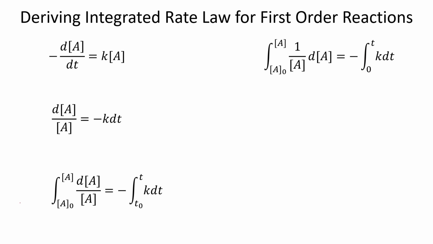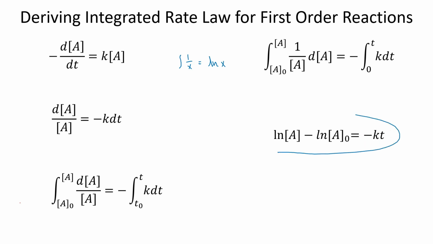Now, you may or may not remember, but when you're integrating 1 over x, this equals the natural log of x. That is, of course, the expression I have right here. So when I integrate this left-hand side, I am going to get the natural log of A minus the natural log of A naught. Of course, the right-hand side is very easy. It just integrates to negative kt. So this is our integrated rate law for first order reactions.